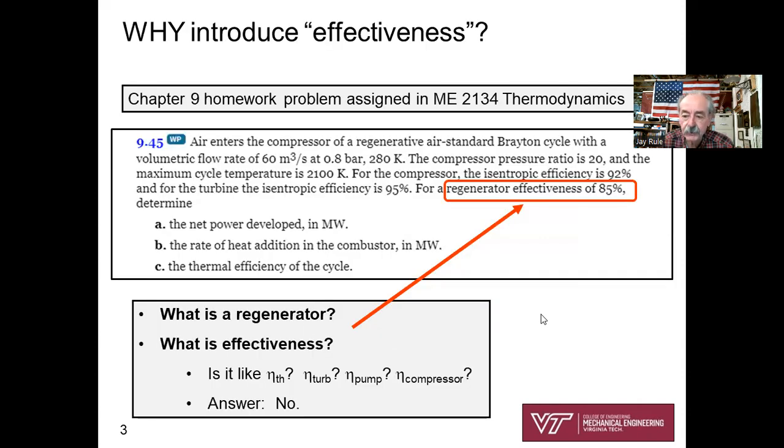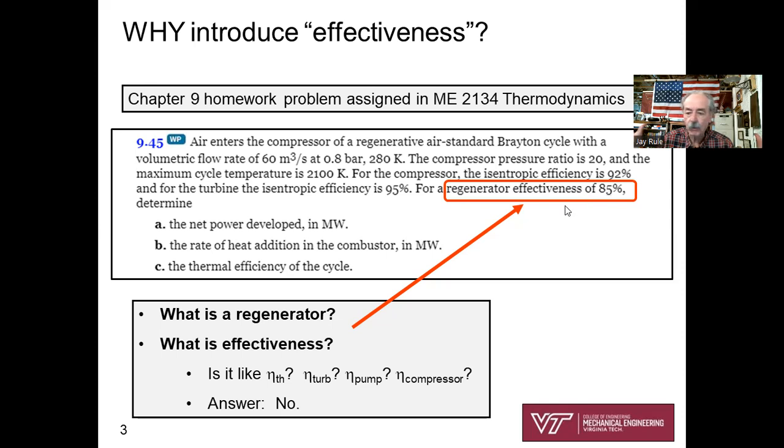Well, why go through this in the first place for thermodynamics students? There's a classic homework problem that's assigned in most of the sections. Problem 945 has to do with a Brayton cycle, a model of a gas turbine engine. And you've learned that the exhaust from a gas turbine engine is very, very hot exhaust gas. So in this problem 945, it says the exhaust gas stream is fitted with a regenerator, and the regenerator effectiveness is 85%.